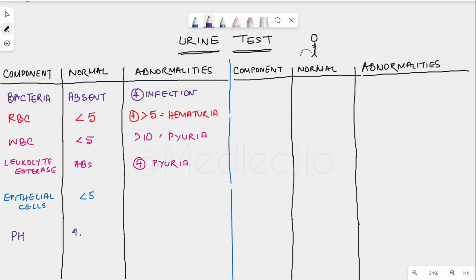Then pH, normally it is 4.5 to 8. If more than 8, if urine gets more alkaline, then we suspect a urea-splitting organism like Proteus mirabilis.